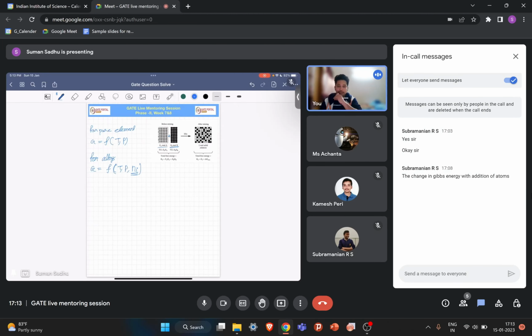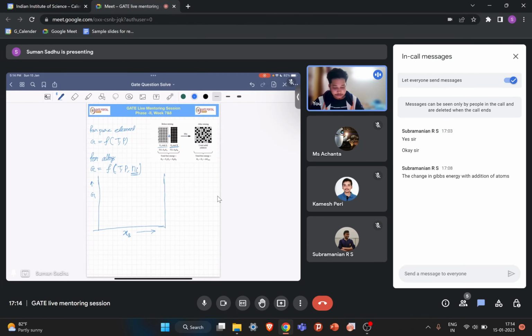So now we can also see how the free energy will vary with composition at a fixed temperature and pressure. So we can also draw a graph with G in the y-axis and xb in the x-axis. How the free energy will vary with composition, this we will see today. Okay, so now we'll draw the graph later.